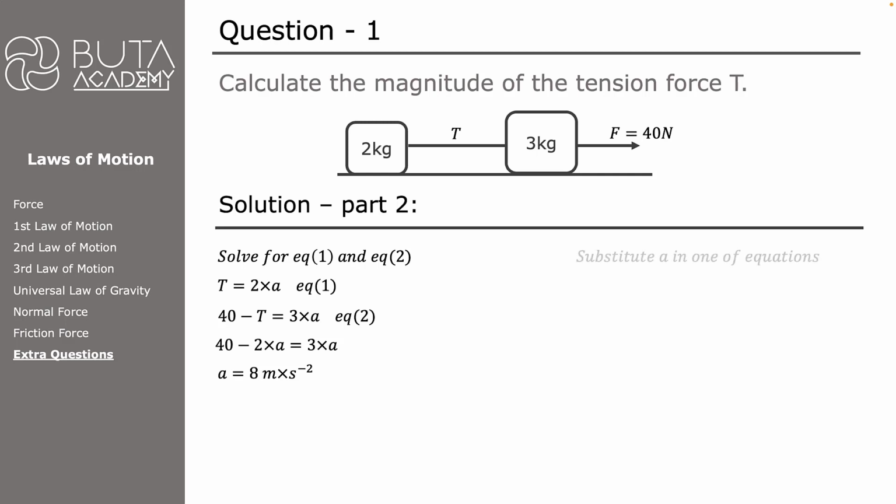Now we can substitute the acceleration in one of the equations. It's not important which one we use. The answer will be the same. For this question, let's use the first equation. Tension force is equal to 2 times acceleration. 2 times 8 is equal to 16 newtons.